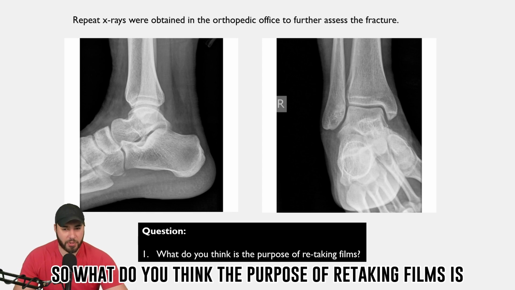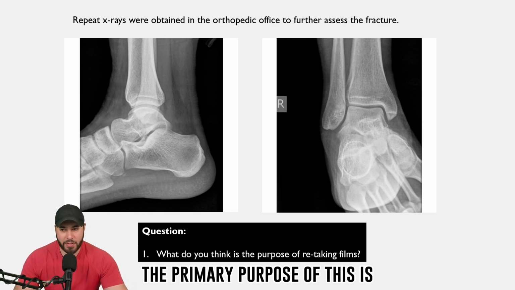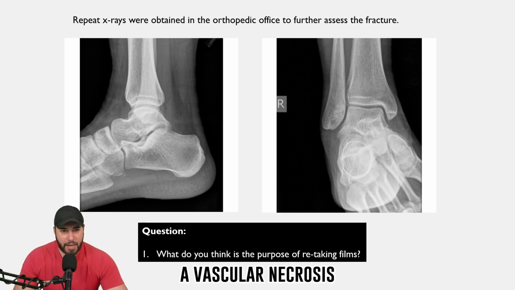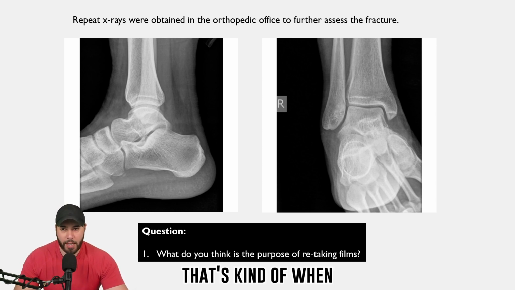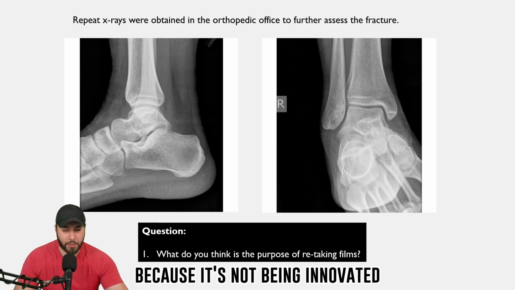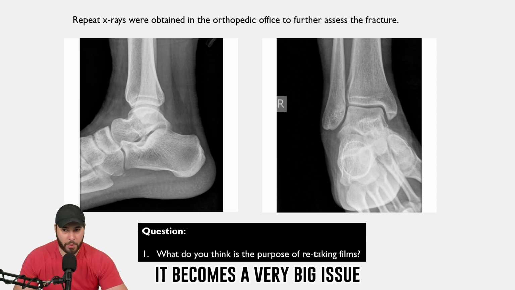So what do you think the purpose of retaking films is? The primary purpose of this is just to make sure that there's nothing going on that is a red flag. So primarily avascular necrosis. That's when the blood supply to that bone is no longer there, and then the bone will disintegrate because it's not being supplied by blood. And that's when it becomes a very big issue.